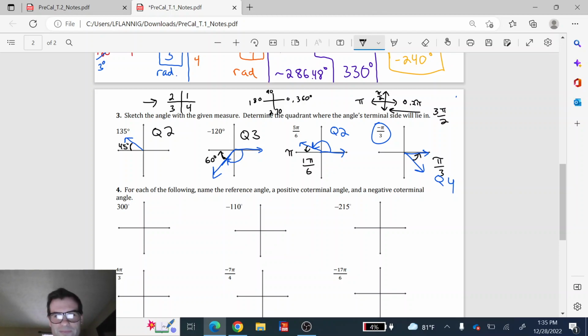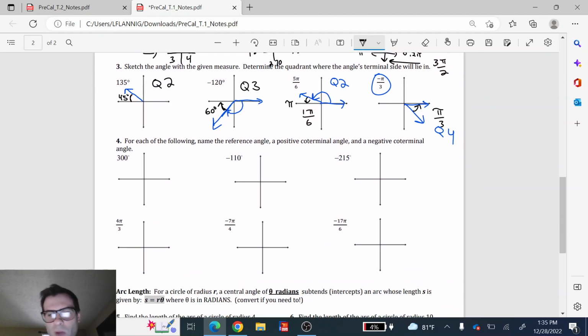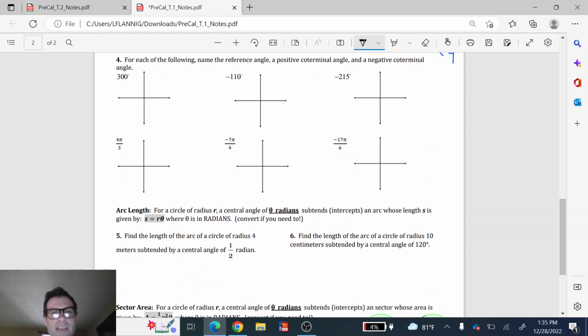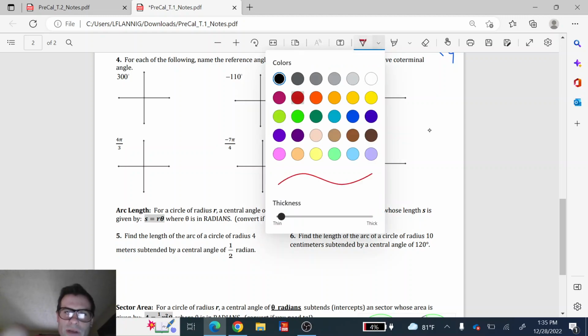Cool. All right. Here comes probably the hardest part of the day. For each of the following, name the reference angle, the positive coterminal angle, and the negative coterminal angle. So let's go with the first one real quick.